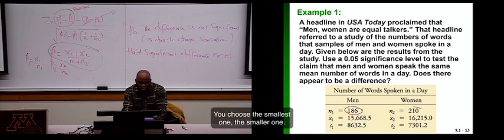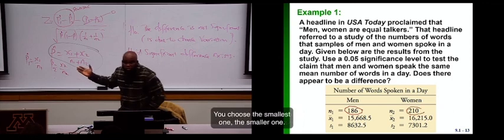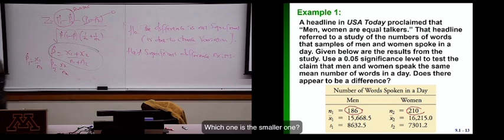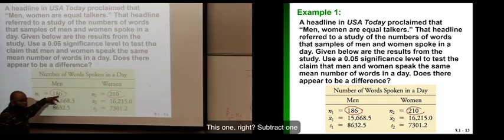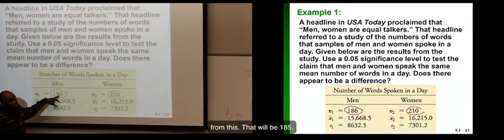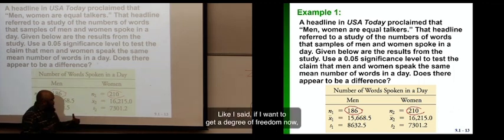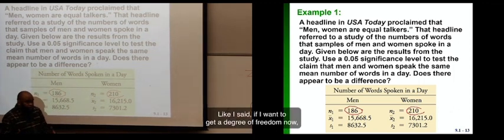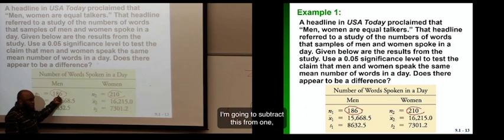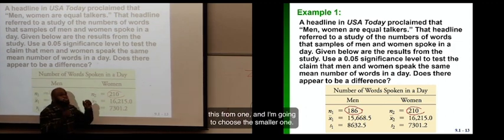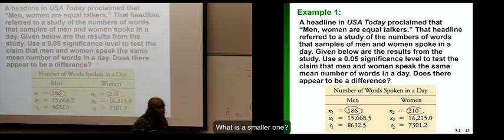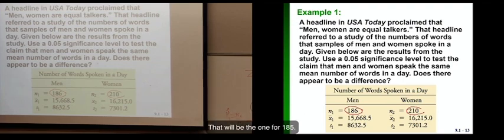Okay, you choose the smaller one. Which one is the smaller one? This one, right? Subtract 1 from this. That will be 185. Like I said, if I want to get the degrees of freedom now, I'm going to subtract this from 1, and I'm going to choose the smaller one. What is the smaller one? That will be the one for 185.